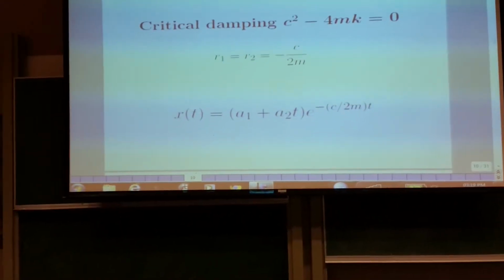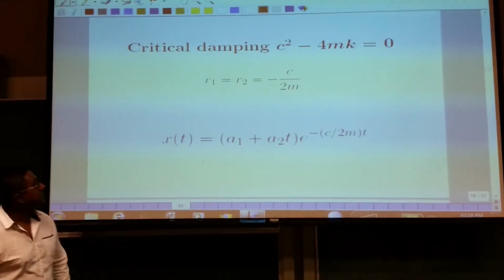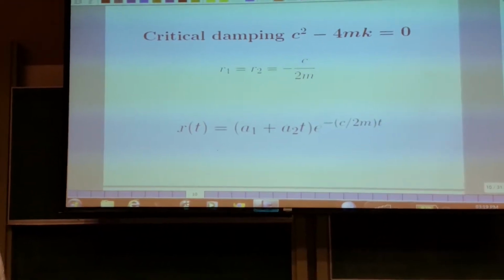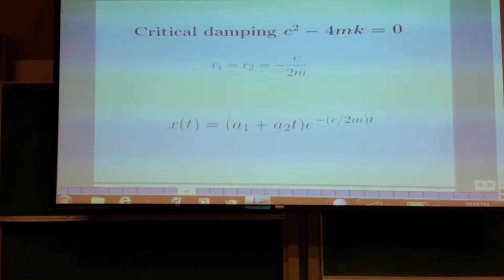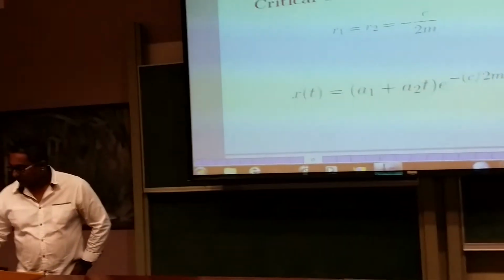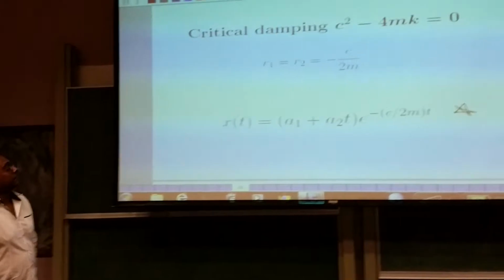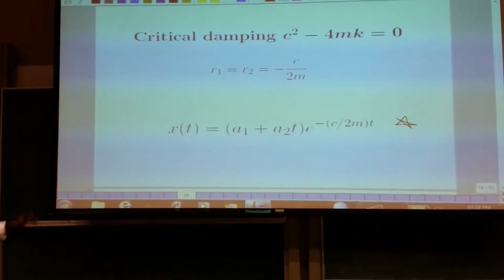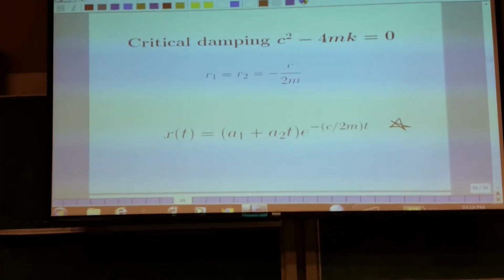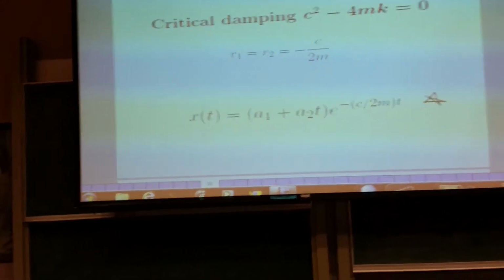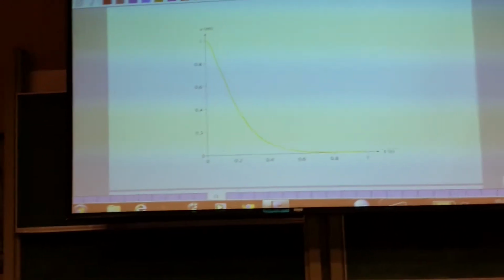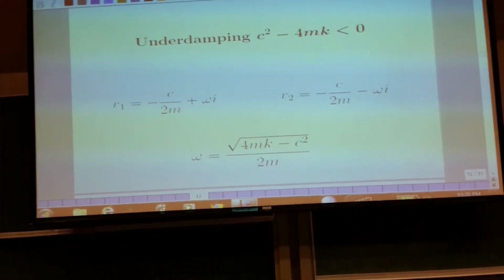You have critical damping, and this is when c squared minus 4mk is equal to 0, and there the roots are repeated, and your displacement function is now given by equation star. Again, if you notice this, there's no sinusoidal motion, so the system returns to equilibrium very quickly, in fact, the shortest possible time. And the last case is when c squared minus 4mk is less than 0.